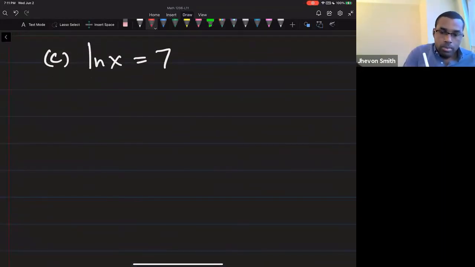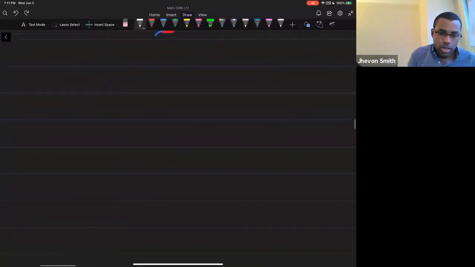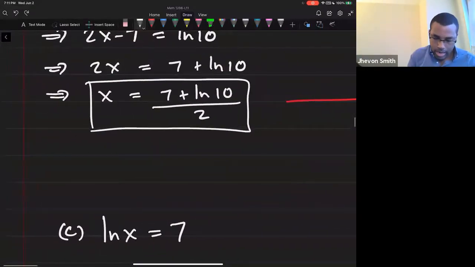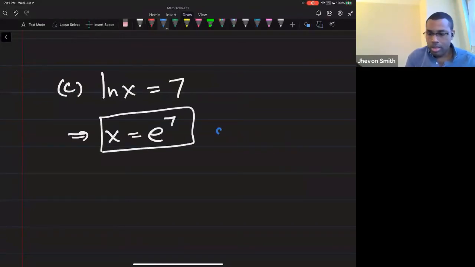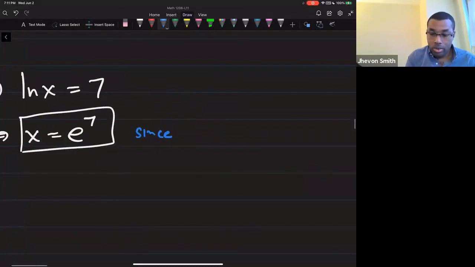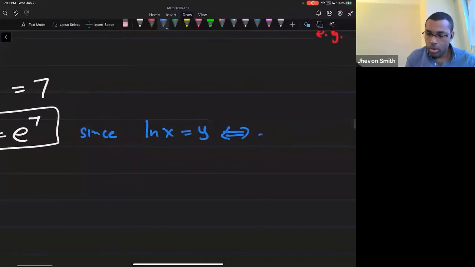Here's another one. Again, you can sort of just do this as a one-liner. So you can say, well, this would mean that x is equal to e to the 7. Since, again, that rule, I know that ln of some x equals y is true if and only if e to the y equals x. We saw that yesterday.